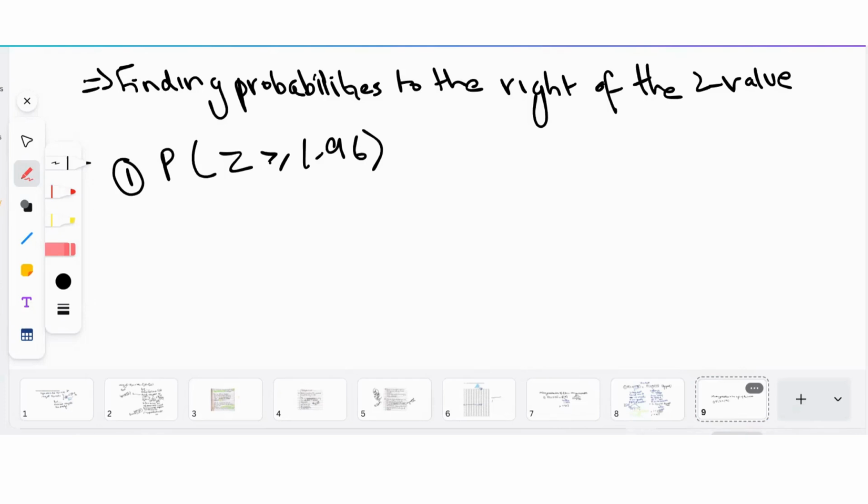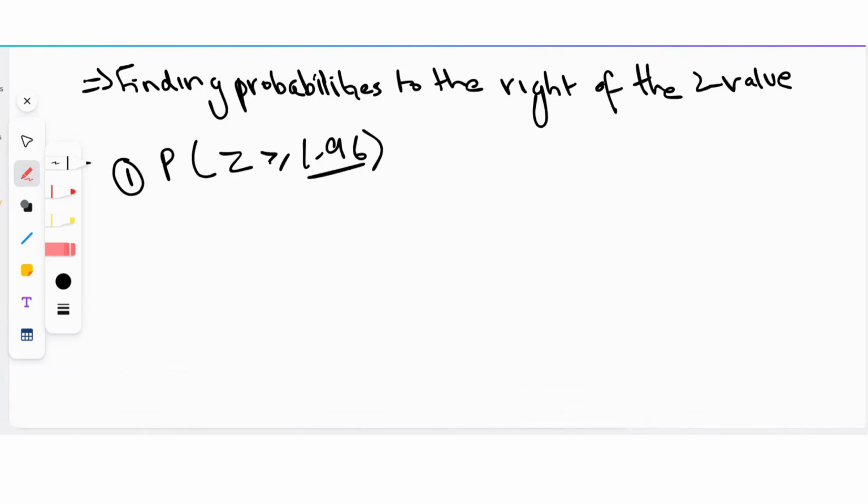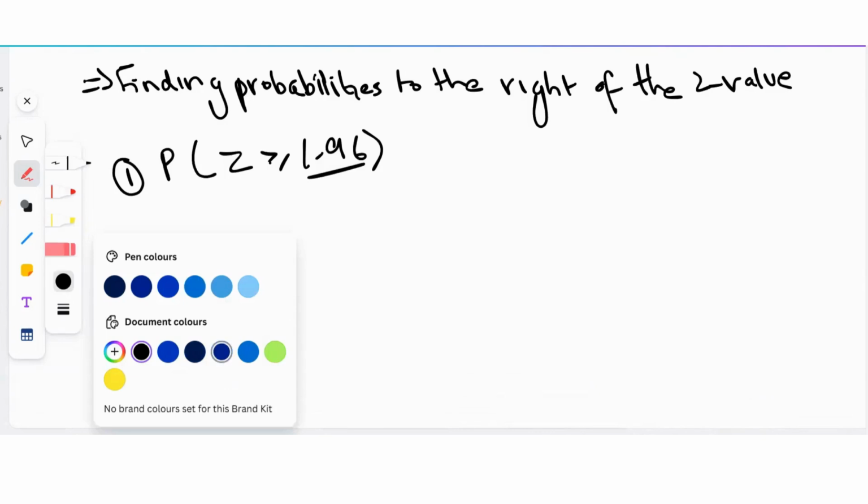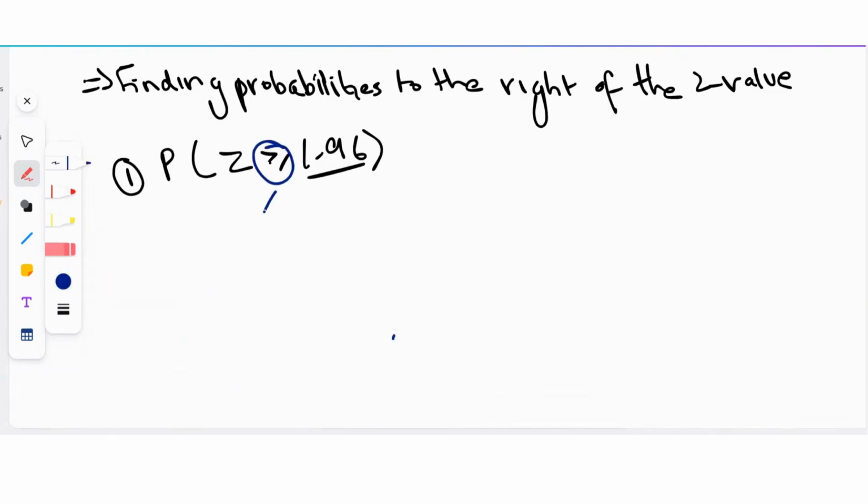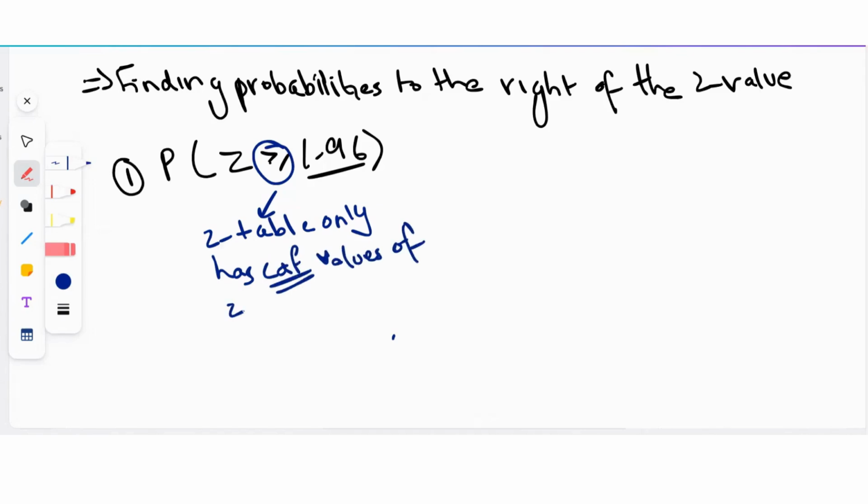Like we said, the first step is always to ensure you only have positive values of z. Here we do have a positive value, so that's not the issue. But the issue here is that it's not in terms of the CDF. Once you have your positive values of z, you see whether your probability is in the form of CDF. It's not, and the z-table only has CDF values of positive values of z. It's a positive value, that's fine, but it's not in the form of CDF.